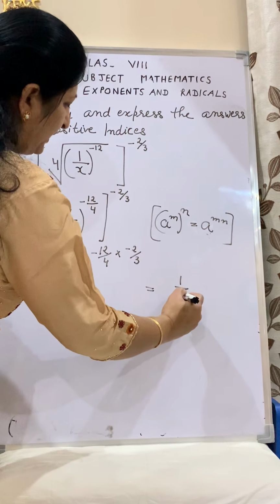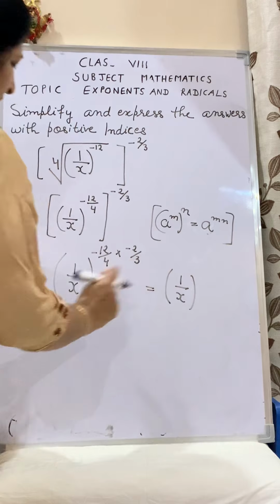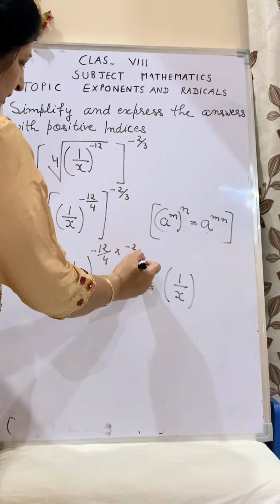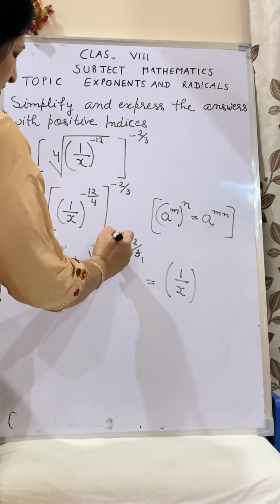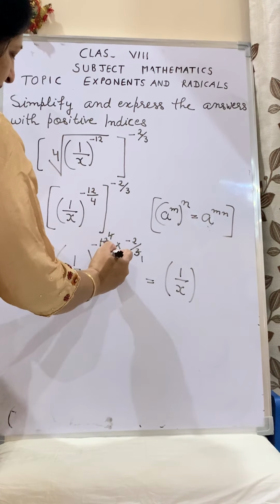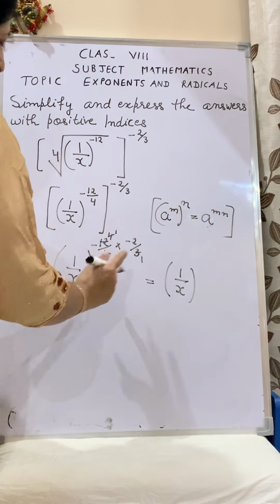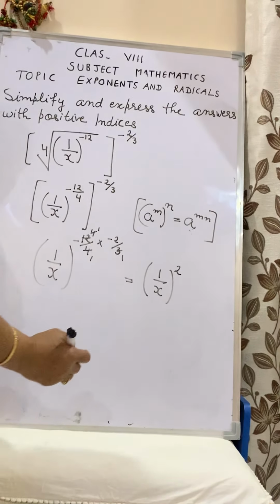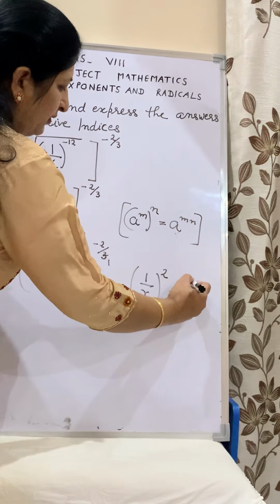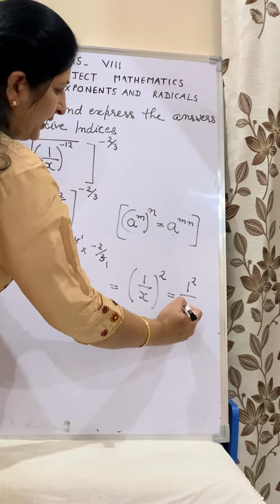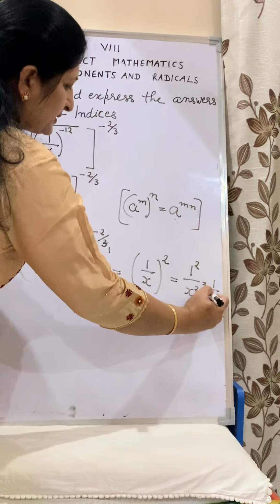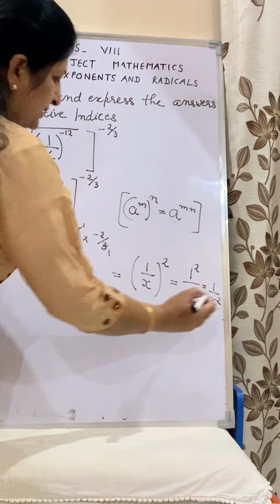The base is 1 by x. 3 ones are 3, and 3 fours are 12, 4 ones are 4 and 4 ones are 4. It is 2. We will solve 1 raised to power 2 by x raised to power 2, which is 1 by x raised to power 2. It is the answer.